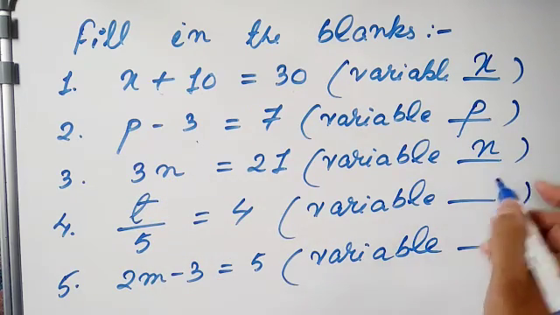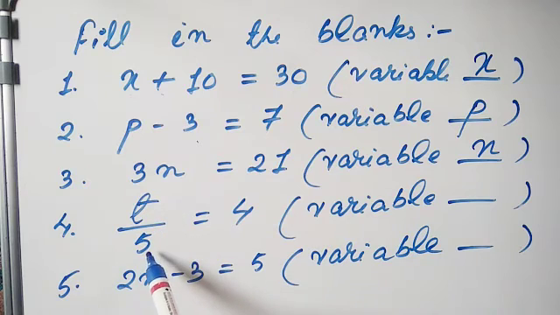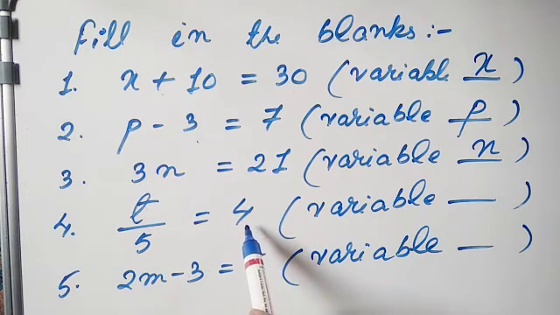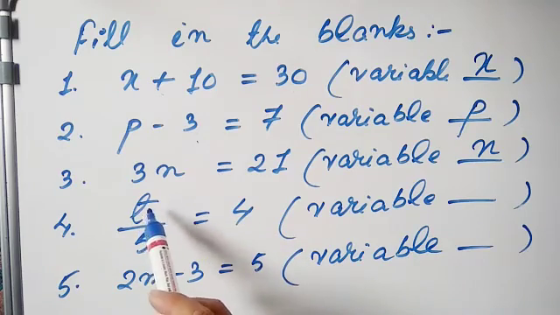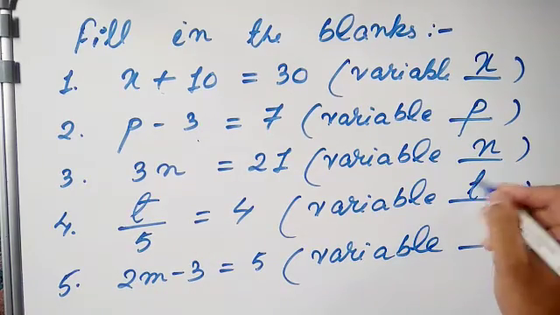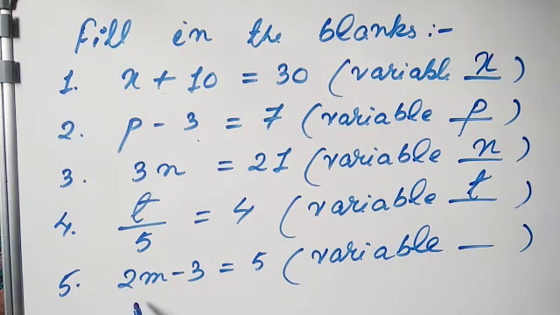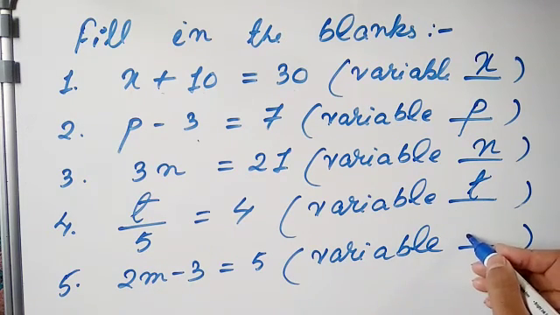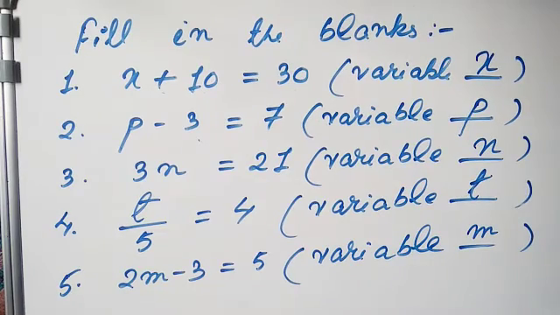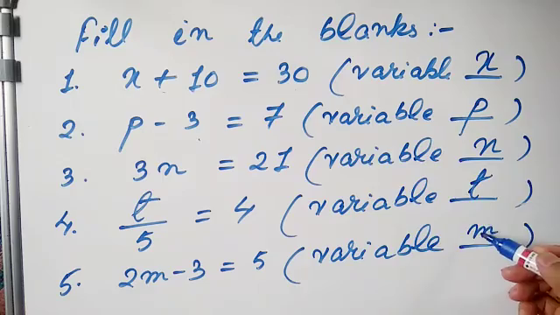Next, we have t by 5 equals to 4. So the variable involved in this equation will be, yes, t. And the last one we have is twice m minus 3 equals to 5. So the variable involved in this equation is m. Very good. Understood? So this is how we are going to find the variable involved in the given equation.